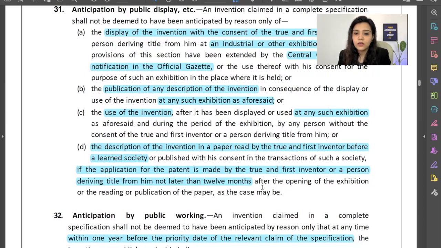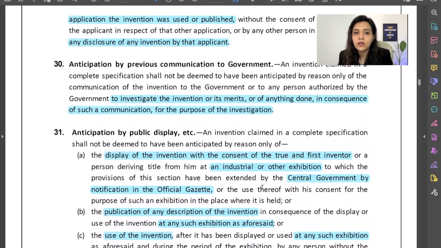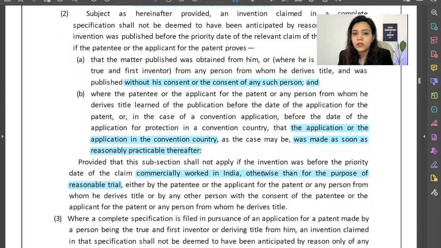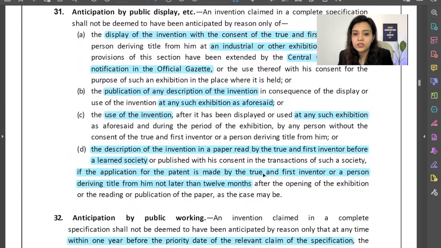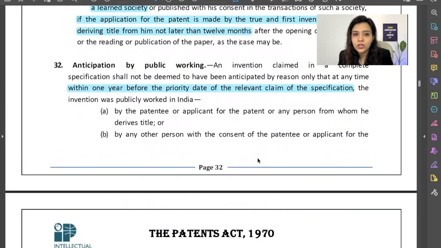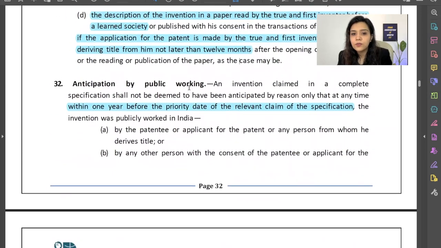It should not be without his consent, because if it is without his consent, then section 29 would be applicable, because this was a section of, like, without his consent, the matter is published. But if it is published with consent, then section 31 is valid. Then we have section 32, which is anticipation by public working.